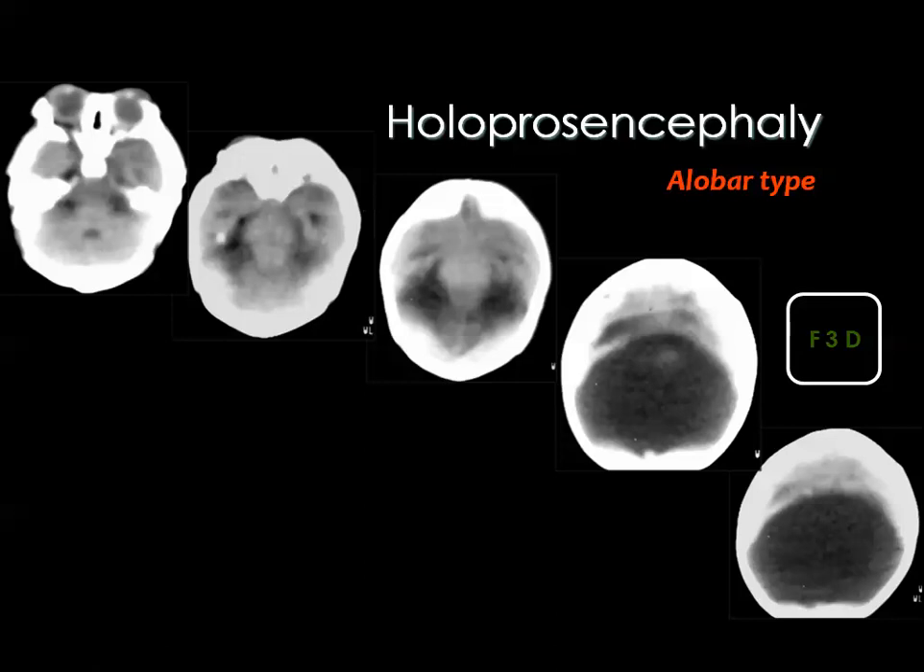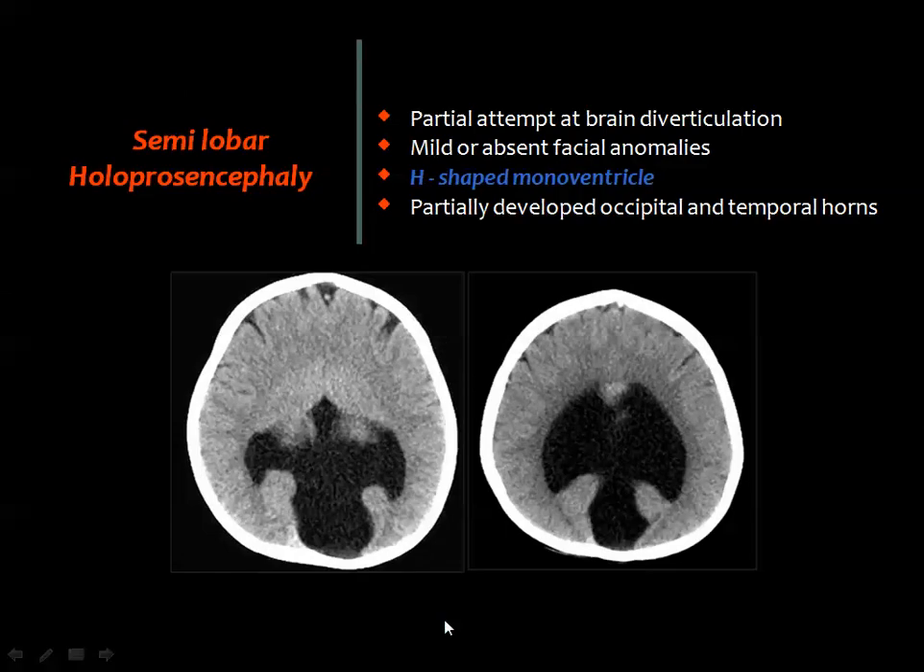A third example of holoprosencephaly with a single monoventricle, and the posterior fossa looks normal. Then the semilobar type, there is partial attempt at brain diverticulation, and you may have the appearance of two cerebral hemispheres, but the interhemispheric fissure is not formed or not well formed.